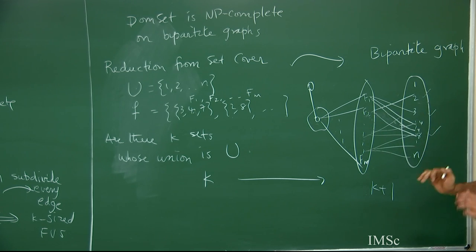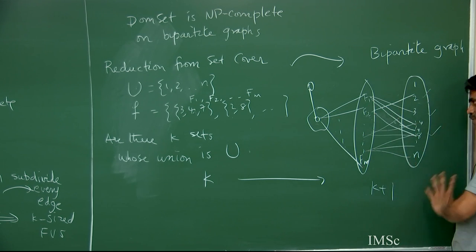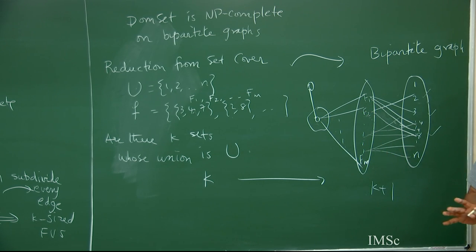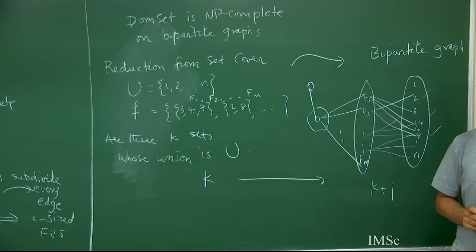So essentially, a formal proof would be: a k plus 1 dominating set in this bipartite graph, without loss of generality, can contain this vertex and k of these vertices. If it is not of that type, you can get an equivalent solution which will be of the same size or even smaller size and cover all the vertices. Now once you have such a dominating set, you know that these k vertices are dominating these vertices, so the corresponding k sets will cover the entire universe.